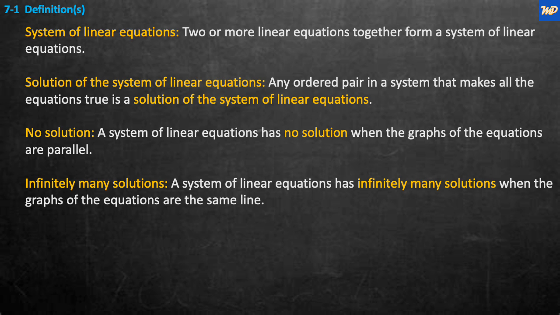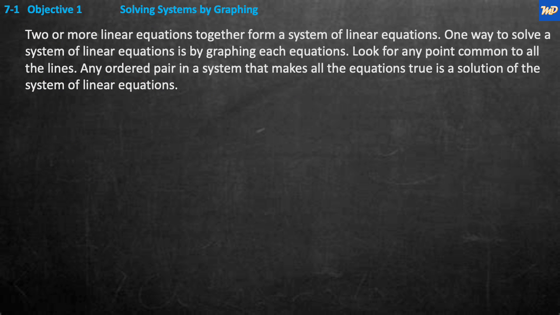Infinitely many solutions. A system of linear equations has infinitely many solutions when the graphs of the equations are the same line. So if they're on top of each other on the graph, you could have 1,000 lines. If you could only see one because they're all on top of each other, that's where we get the infinitely many solutions. Okay, objective 1, solving systems by graphing.